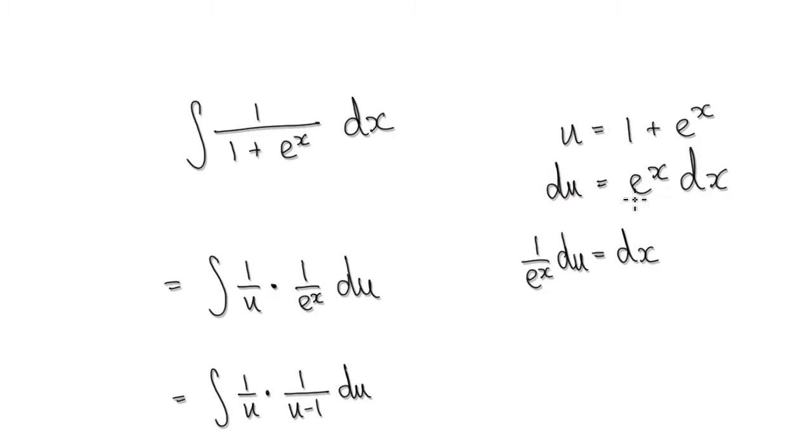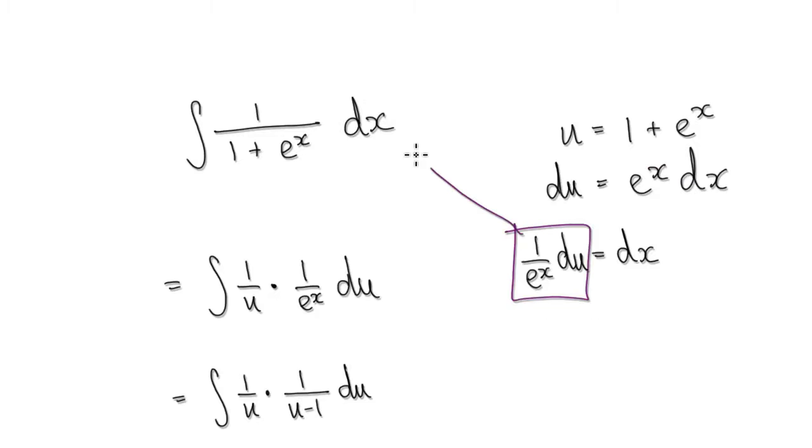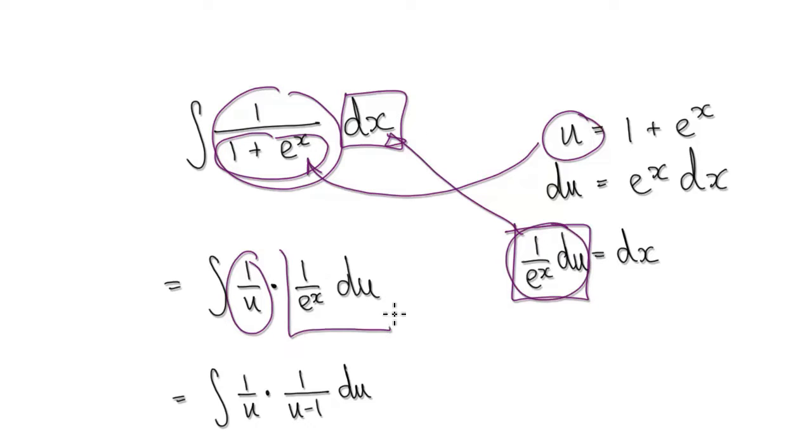And then now you want to make dx the subject. So divide both sides by e to the power of x. That will then give you this. So now we can put this into the dx, and we can put the u into here. So this thing here will then become 1 over u, and then this thing here is this thing here.